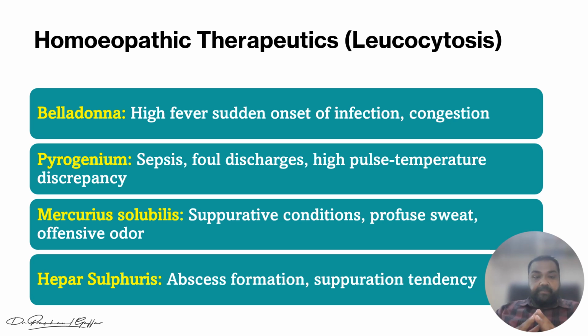Second one, pyrogenium. In pyrogenium, sepsis, foul discharge, high pulse temperature discrepancies, right? Third one is mercurius solubilis: suppurative conditions, profuse sweat, offensive odor. Other is hepar sulph: abscess formation, suppuration tendency. These drugs are not used to treat a specific leukocytosis. Remember one thing, we use these drugs to treat the cause which causes the leukocytosis, right? Now let's see what are the homeopathic therapeutics for the leukopenia.